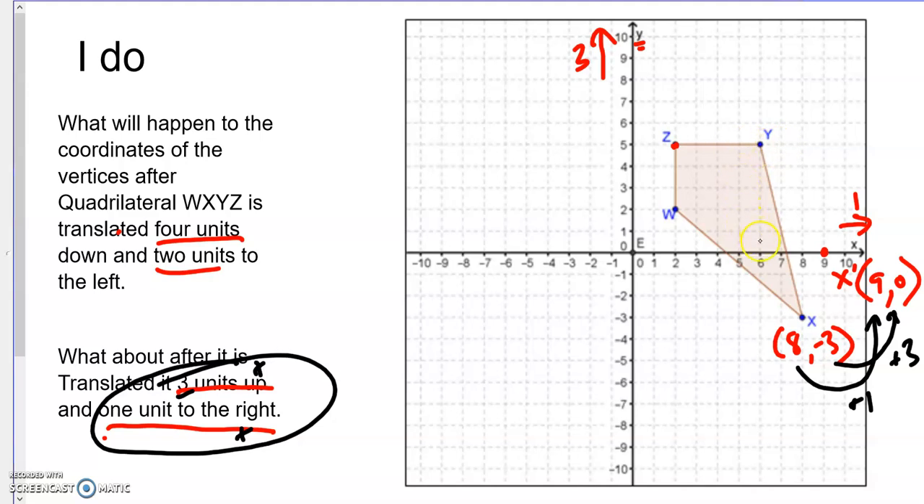Same thing when I do, say, y. If its original coordinates are 6, 5. If I translate it 3 up and 1 to the right to my new location for y, that coordinate would be 7, 8. And same thing, notice our x changed by +1, and our y changed by +3. So you can predict what's going to happen to coordinates in a translation even without the translation being done.